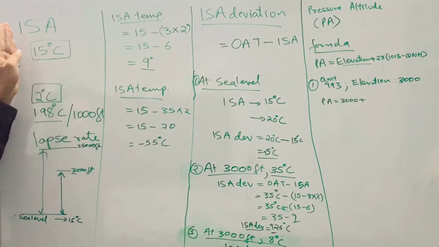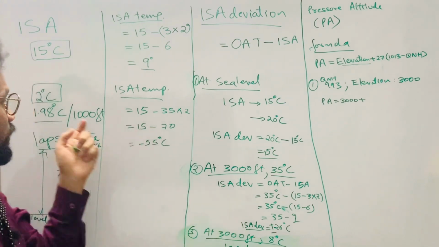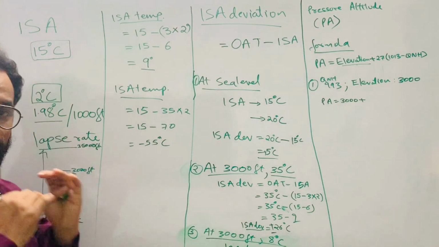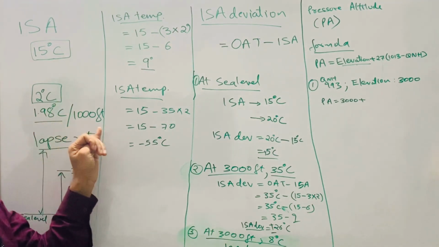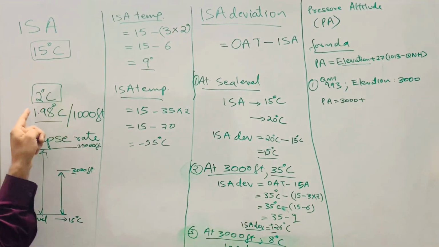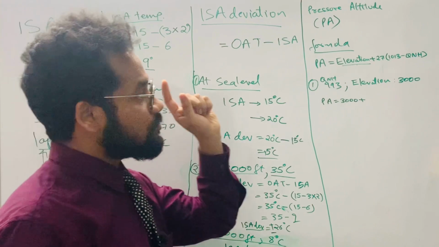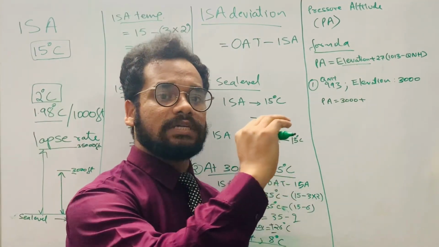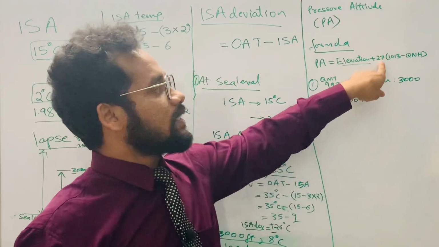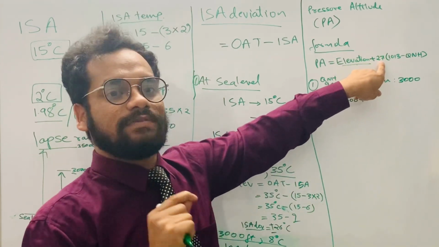Here in case of the international standard atmosphere, I have told you that the temperature used to reduce at a rate of 1.98 per 1000 feet, right? And that is called the lapse rate. Likewise, in case of pressure, with change in altitude, for every 1 hectopascal, if I see the altitude, it changes by 27 feet.